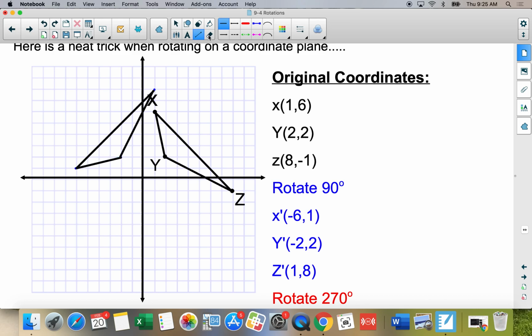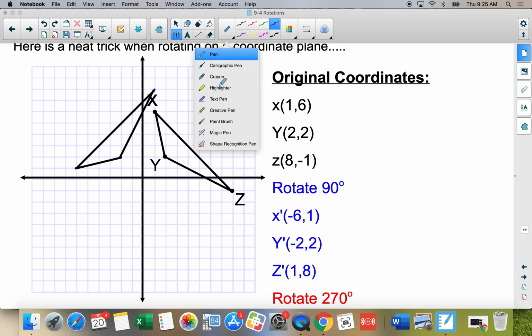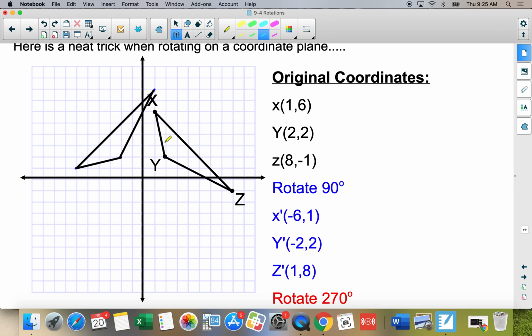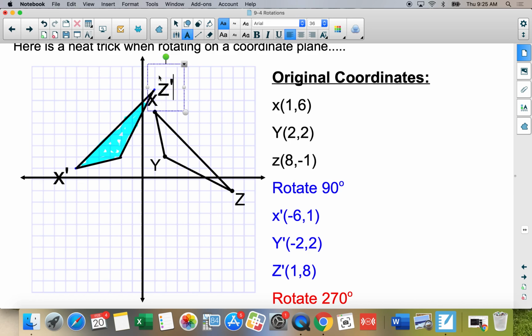All right. Now what I'm going to do is I'm going to take my highlighter, like I said. Okay, and I'm going to highlight it. Make sure you highlight your final figure. So I know that's your final figure. So there's my highlight, and then I need to label the ordered pair. So I'm going to come back over here, and I'm going to label this X prime. This is Z prime, and this is Y prime.